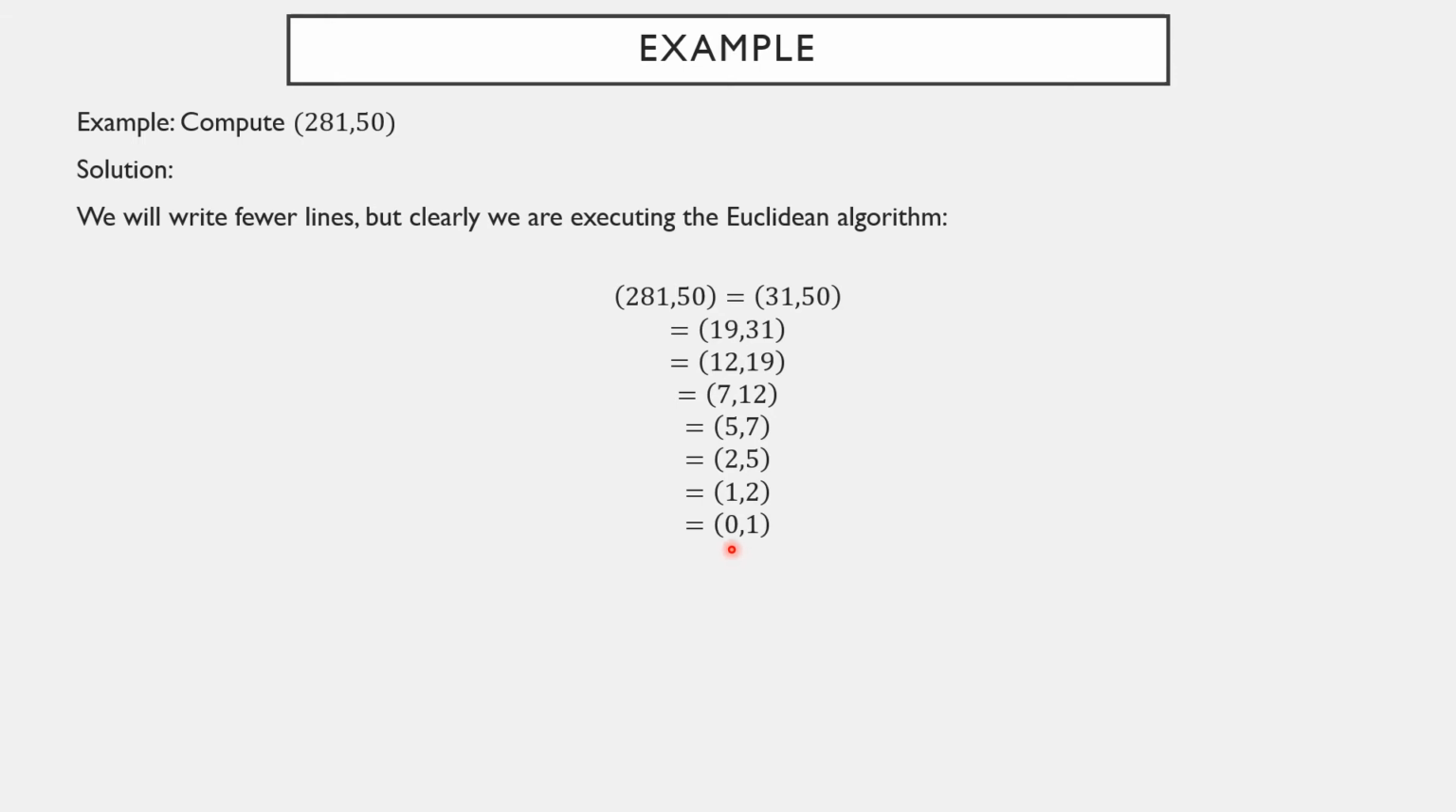Now that I have a 0 in one location, the GCD is whatever that other number was. And therefore, the two numbers are relatively prime. Remember, the definition of two numbers being relatively prime is that their greatest common divisor is equal to 1, and we just showed that that's the case for these two numbers. So 281 and 50 are relatively prime.